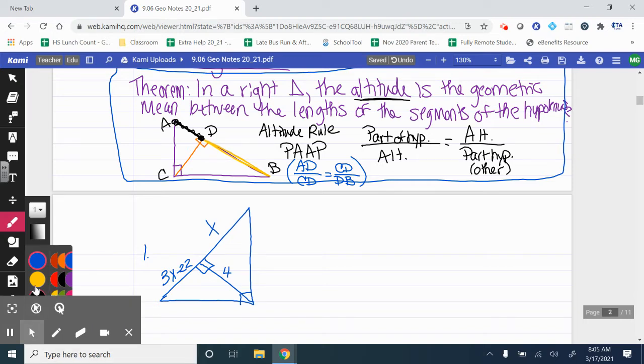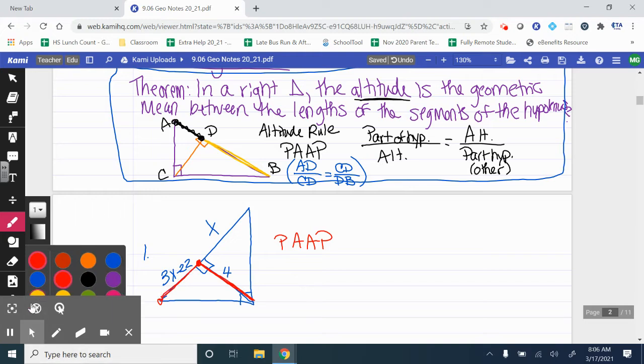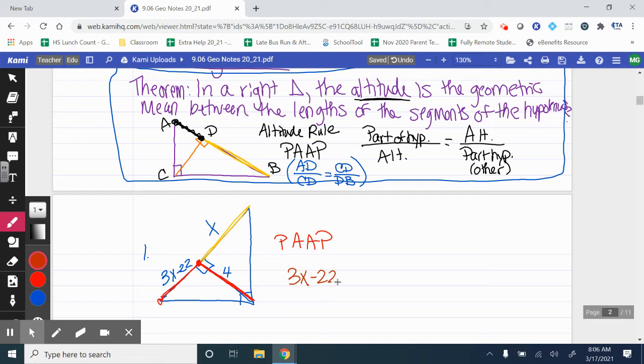Again, to recognize when you want to use this rule, it's either you're given the altitude or you're looking for the altitude. I have a 4, so I know the length of my altitude. That tells me that I want to use the PAP rule. So I'm going to take part of my hypotenuse. When I say part, I mean from one vertex of the triangle to the point where the altitude hits the hypotenuse. So this is one part, and this is the other part, so the other vertex. Part of our hypotenuse is 3x minus 22 over our altitude, which is 4, equals that same altitude over the other part.